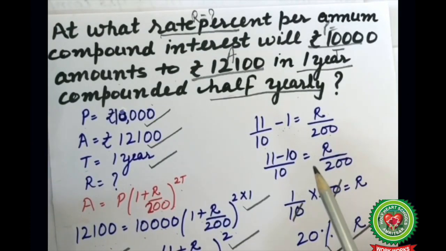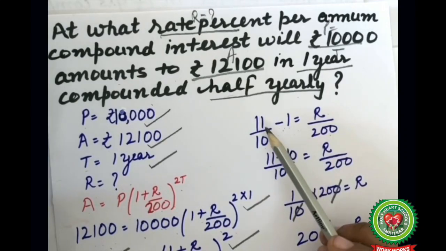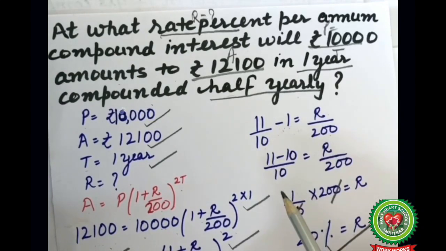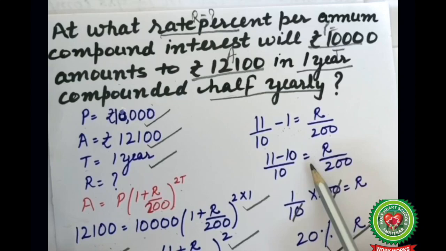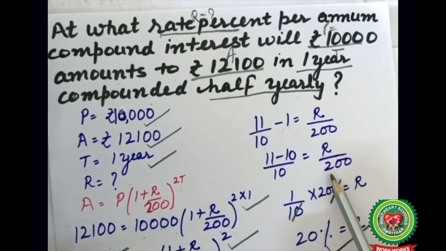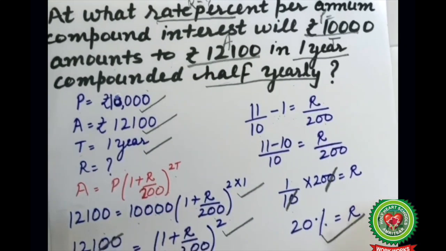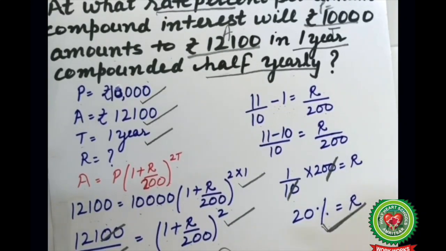Now we have to do the shifting of 1. On shifting, we get 11 by 10 minus 1 is equal to R upon 200. Now the next step is that we are going to take LCM. So on taking LCM, we get 11 minus 10 upon 10 is equal to R upon 200. Now on subtracting 11 and 10, we get 1 upon 10, and this 200 will be shifted to the other side. So we get 1 by 10 multiplied by 200 is equal to R. So this 0 and this 0 will get cancelled. So we get our final answer as R is equal to 20% per annum.